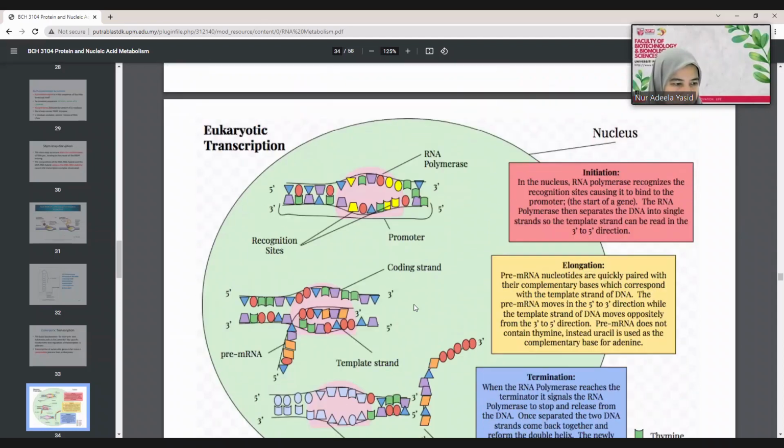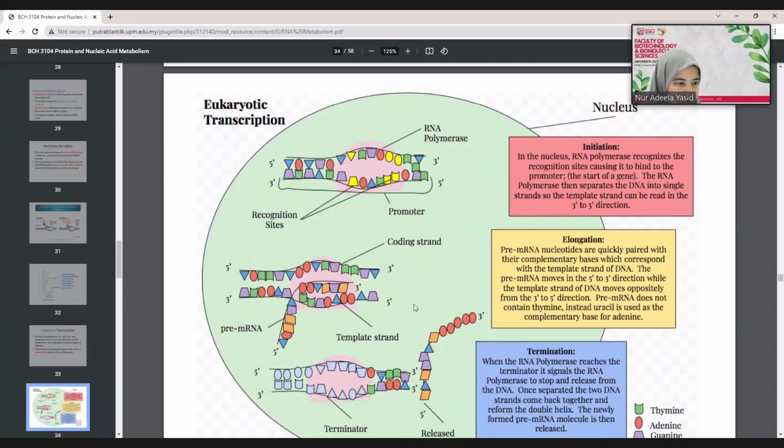So this is what happened in the eukaryotic transcription.